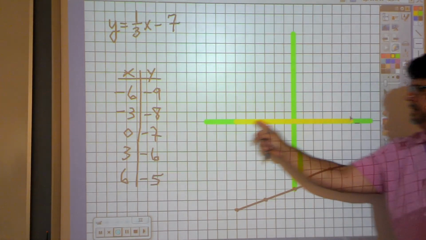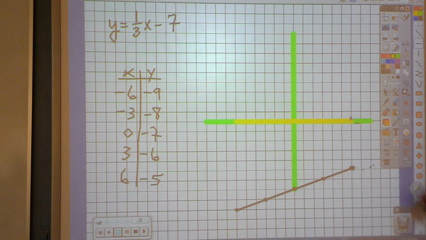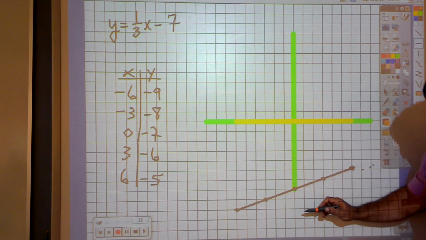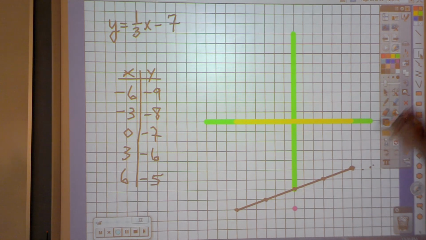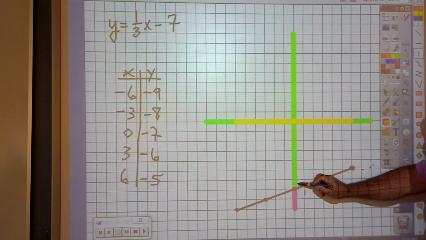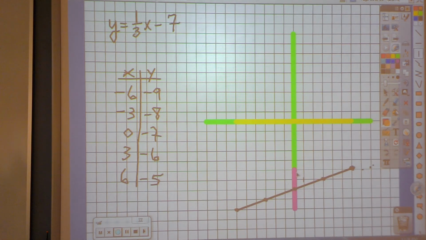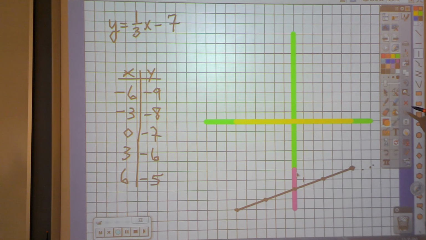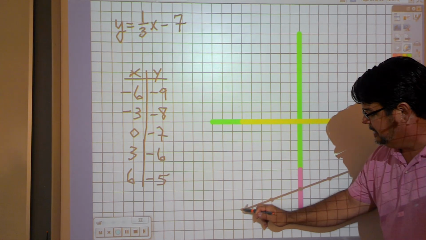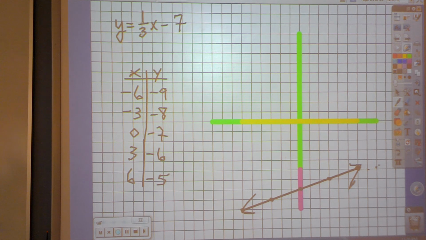-6 to what? 6. And then what's my range? Well, I'll take my pink one. Be careful here, because your range is only what? -9 to -5. Yeah, it's only right there. So now what if I did this? What if I took and did that? What's my domain? All real numbers. What's my range? All real numbers.